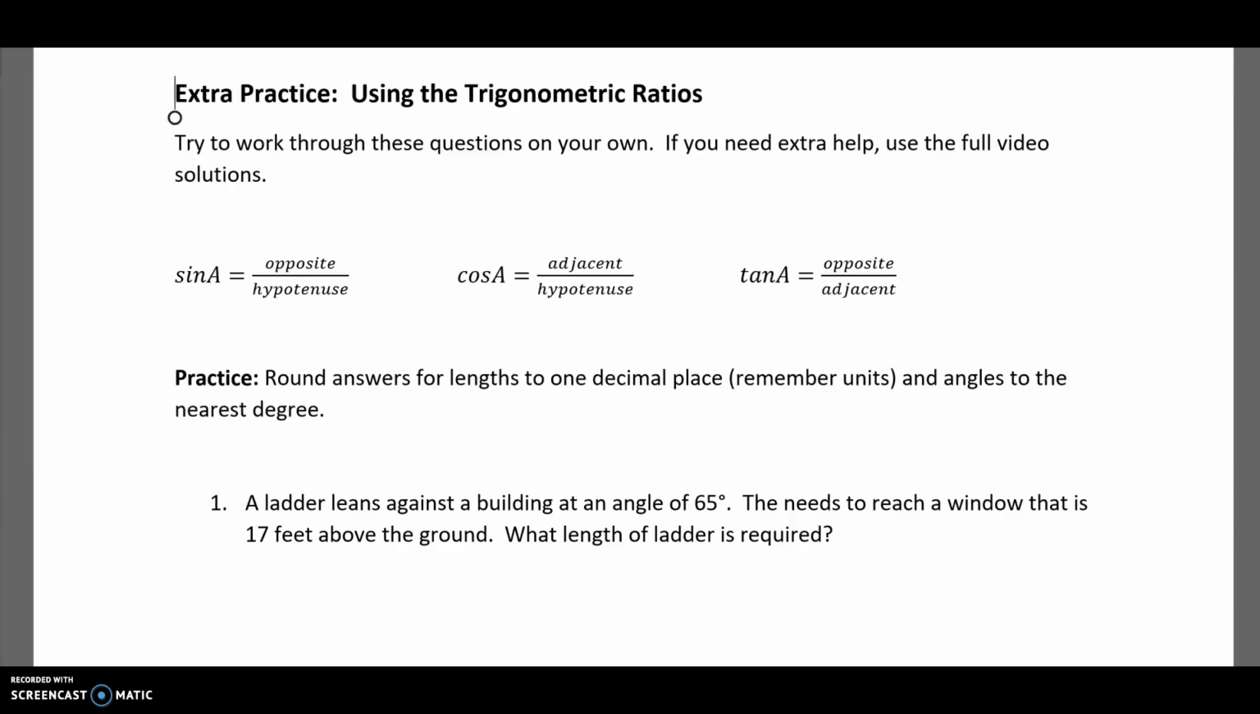Working with the trig ratios to solve for either sides or angles takes some practice. Try and work through these next examples on your own, and if you need help, use this video to guide you through the solutions.